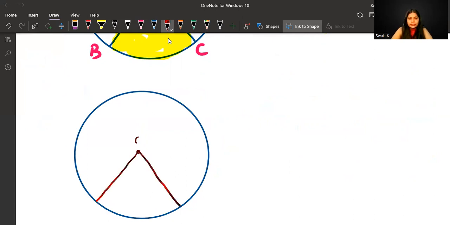This is the minor sector. This is O, this is A, this is B. Imagine this is 60 degree. I'm just not giving you the exact measurement. Imagine it's 60 degree. And this is, imagine, 7 centimeter. Now we need to find out, first of all, the area of the minor sector.